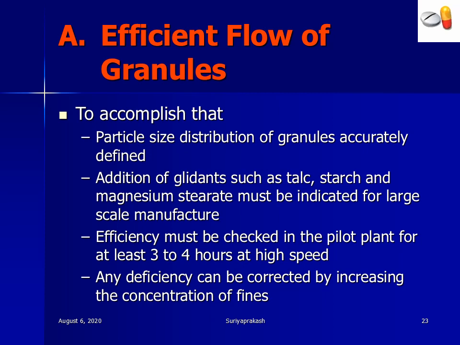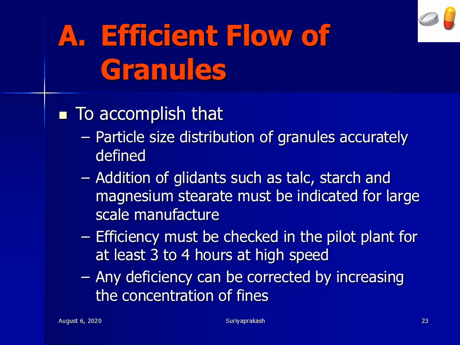So for that to happen, glidants such as talc, starch or magnesium stearate must be indicated for large scale manufacture. And also efficiency must be checked every gap. You have to take the sample and test it, because just imagine, it's a high speed machine. Within 1 hour it will produce 1 lakh. So 8 hours in a working day it produces 8 lakhs.